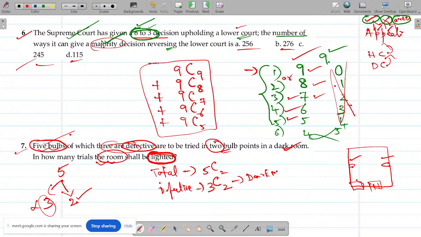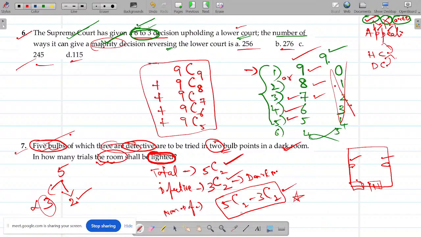Am I right? For the room to be lighted, 1 good bulb is enough. So with respect to non-defective bulbs, I can make it as 5C2 minus 3C2. Am I right? What is this 5C2? The total number of ways, where the room will be lighted and where the room will be dark. And this 3C2 is where the room will be dark only, because all the 3 are defective and I am choosing 2. And this will be the total number of ways the room can be lighted. 5C2 minus 3C2. This is often repeated in the exam. This 5C2 is the total and this 3C2 is for the dark room. For lighting, it should be subtracted, removed.